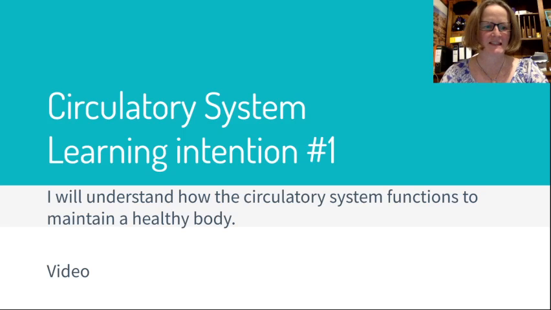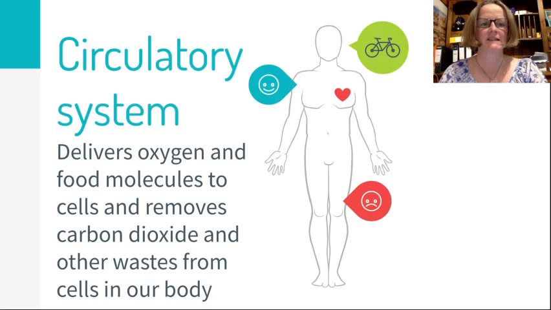The circulatory system. I will understand how the circulatory system functions to maintain a healthy body. So the circulatory system delivers oxygen and food molecules to cells all over the body, and it removes the carbon dioxide waste and any other metabolic waste from the cells in our body and takes them to organs that are going to remove them from our system.